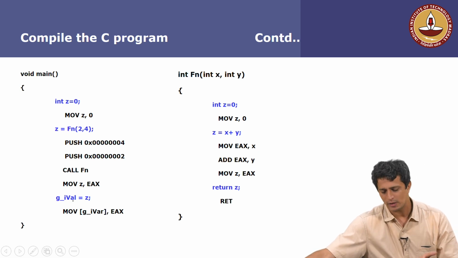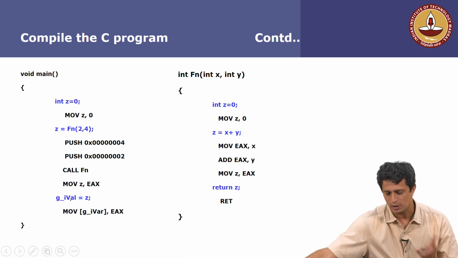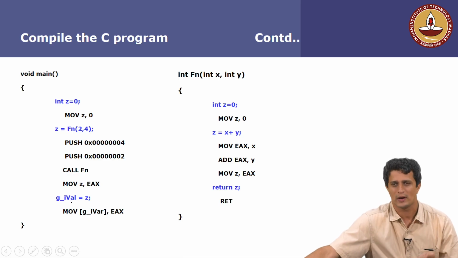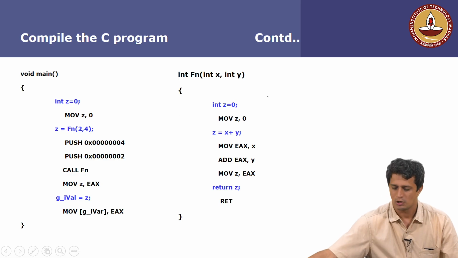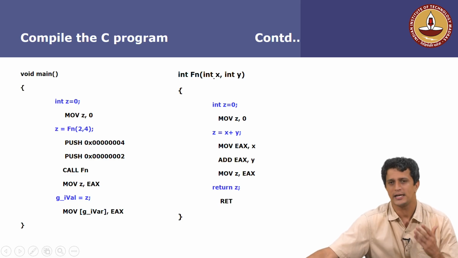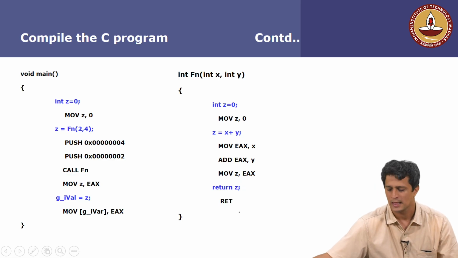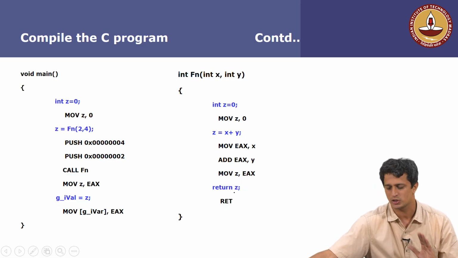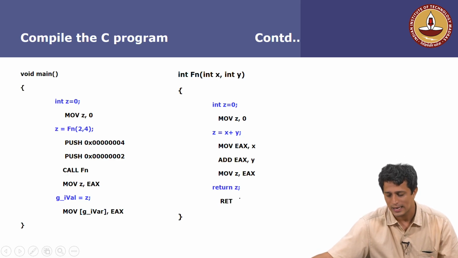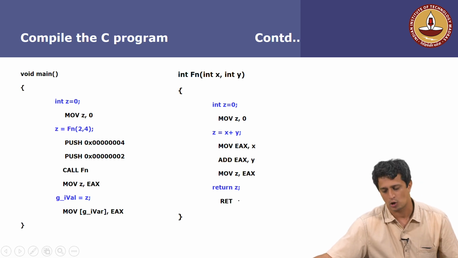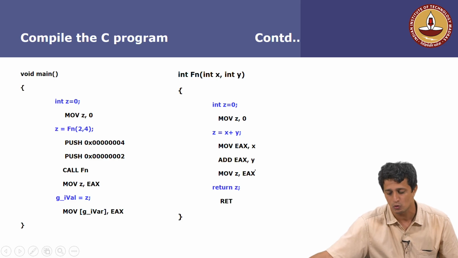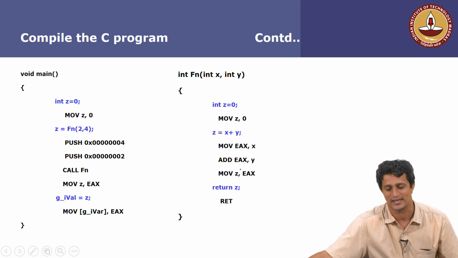Okay. Global variables, of course, g underscore ival is a global variable. You have no choice but to access them through an absolute address. Now, similarly, the function fn with int x comma int y gets translated like this, move z comma 0, z equal to x plus y gets translated to these move and add instructions, and once you are done with the function, you just do a return z. Okay. Note that here we are not doing a return n at this point. We'll come to where that is needed a little later, and also note that that return n has nothing to do with the actual return value that is in z.